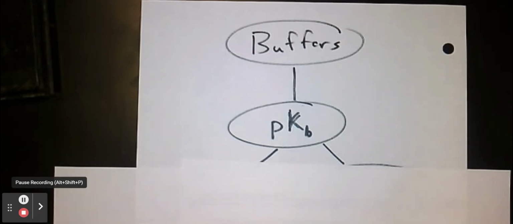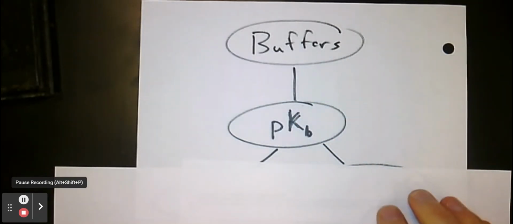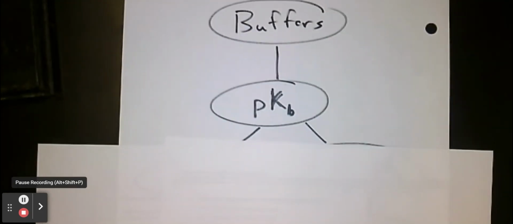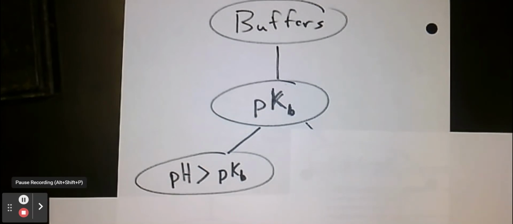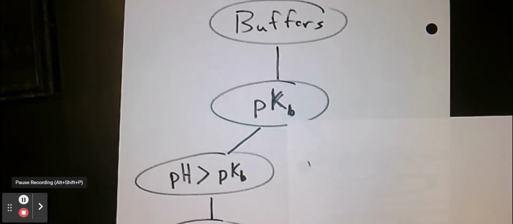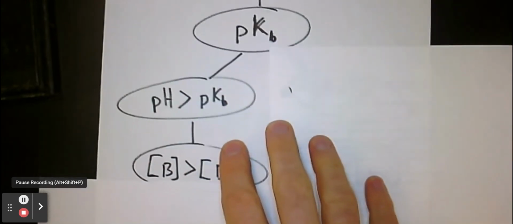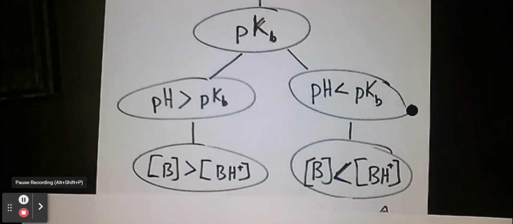Now, for a buffer with a weak base and its conjugate acid, it's the same thing, but in terms of OH concentration, where if my pKb is greater than my pOH, that means I've got more base than my conjugate acid. And if it's less than, it's the opposite.